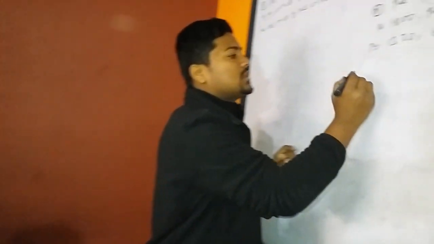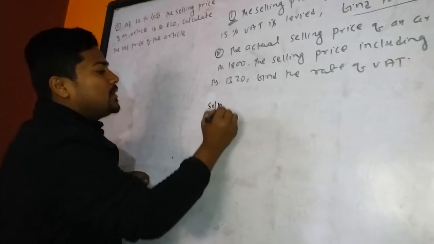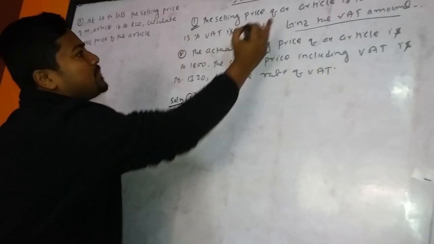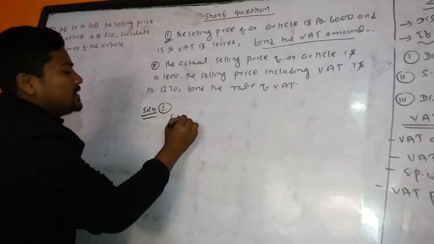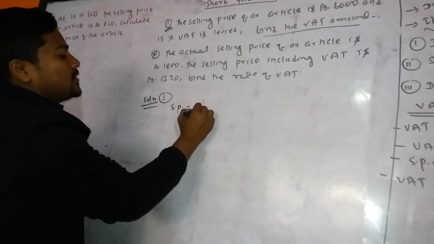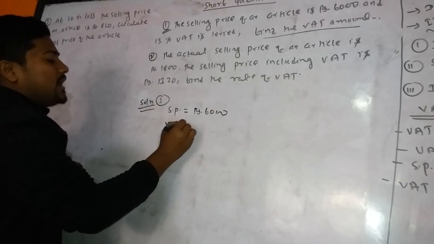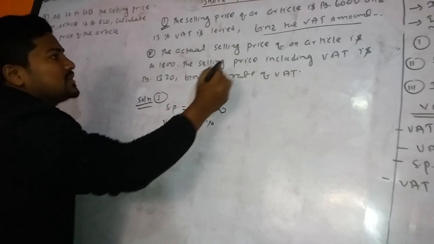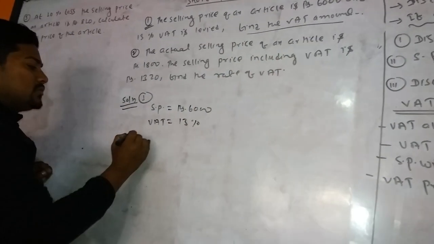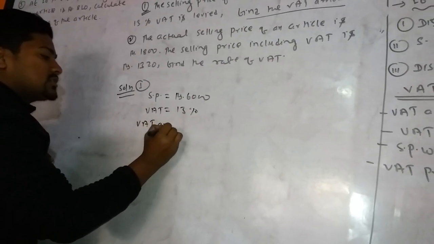In your question, SP is given as 6000. So for the solution of question number 1, the selling price SP is given here, rupees 6000. And then the VAT percentage is given as 13%. And the question is asking to find the VAT amount.